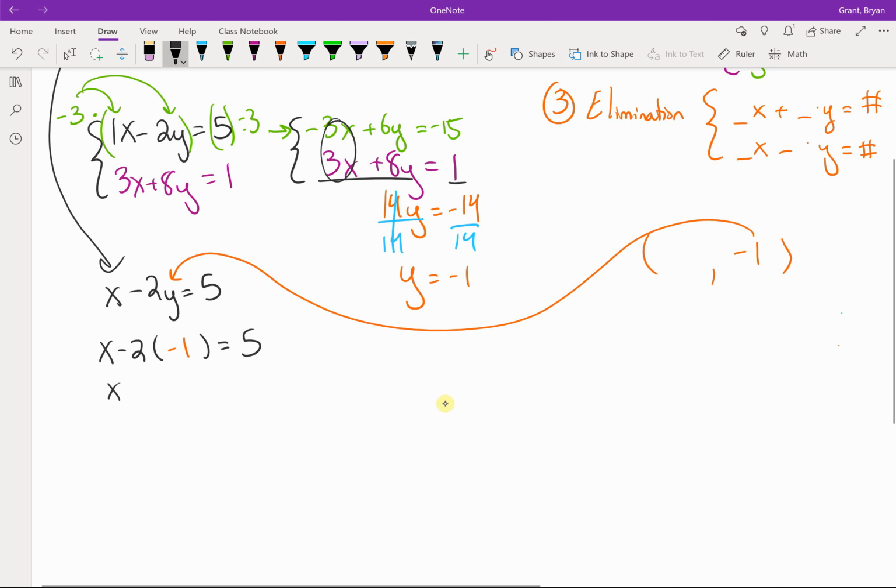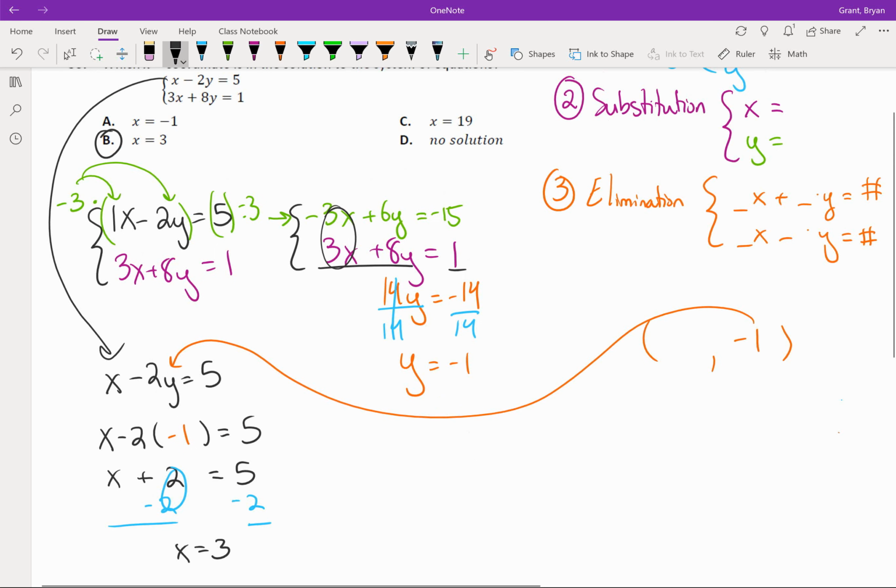Let's clean this up quickly. -2 times -1 is +2. And then to isolate x shouldn't be too terrible. Just subtract 2 from both sides, and we end up with x being equal to +3. And that gives us b.